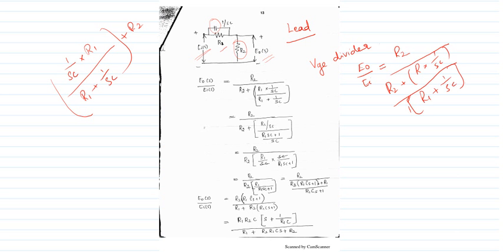So you'll have finally R2 by R2 of R1 of CS plus 1 plus R1 divided by R1 CS plus 1. That means after multiplying the component, the Laplace transform of output by Laplace transform of input, E naught of S divided by EI of S, is equal to R2 of R1 into CS plus 1 overall R1 plus R2 of R1 CS plus 1.